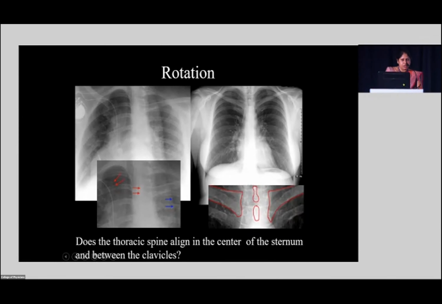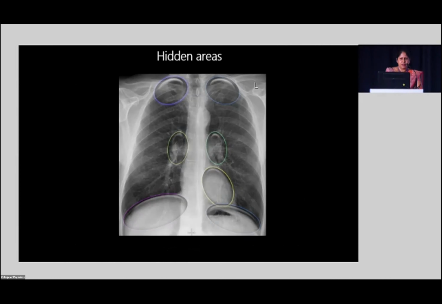Then rotation. The X-ray has to be well centered. You have to see whether the spinous processes are at equal distance from the clavicular ends, as in this image, whereas if it is rotated, all these lines will be widened and you cannot interpret an X-ray accurately if it is not well positioned. Then you have to look for the hidden areas, the apices, the hilar, the retrocardiac shadows, and the subdiaphragmatic regions.